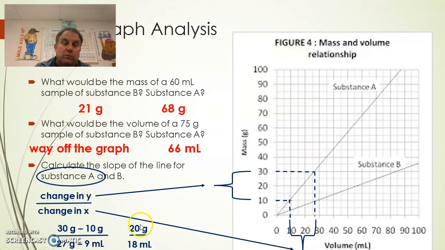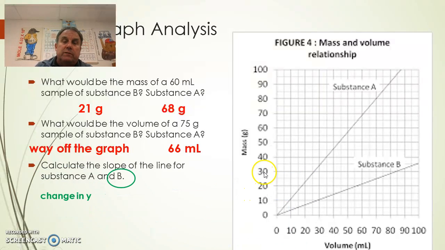So if we divide those two numbers, 20 divided by 18, we get 1.1. And if we divide grams by milliliters, they don't divide out. So we read it this way, grams per milliliter. So this thing has a mass-volume relationship of 1.1 grams per milliliter. What about for substance B?